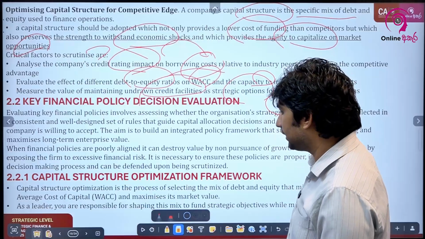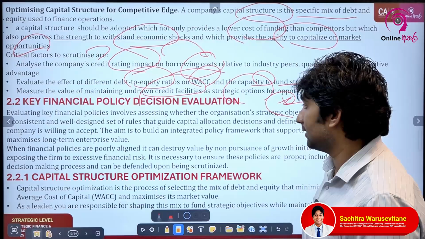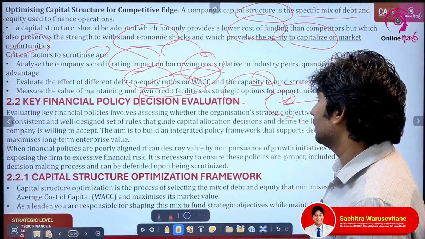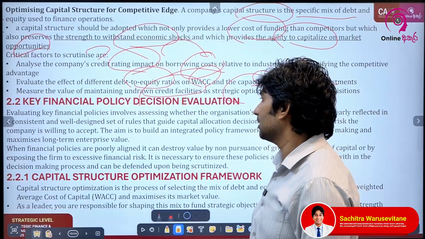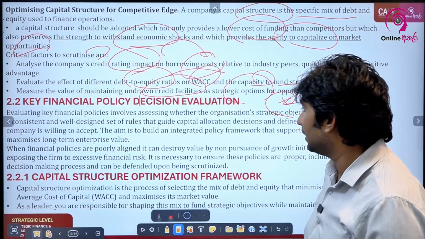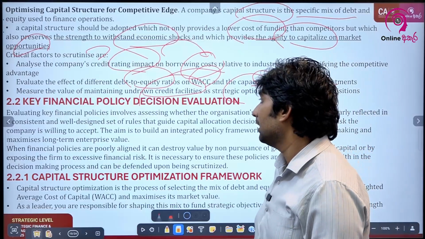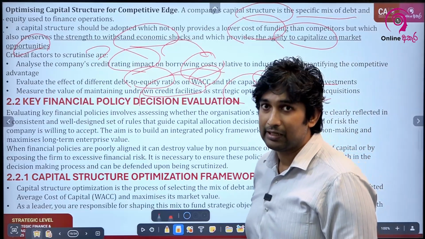So from this point I will finish the lesson. In the next session we will discuss how key financial policy decisions will be evaluated. What is the framework, what is the system that we use for key financial policy decision evaluation, that we will cover in the next session.